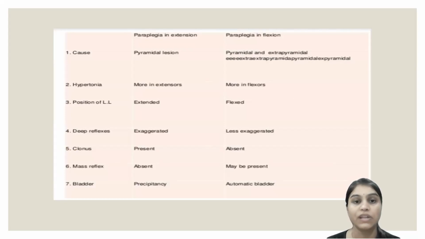Deep reflexes: paraplegia in extension, exaggerated; paraplegia in flexion, less exaggerated. Clonus: paraplegia in extension present, paraplegia in flexion absent. Mass reflex: paraplegia in extension absent, paraplegia in flexion may be present. Bladder: precipitate in paraplegia in extension, automatic bladder in paraplegia in flexion.